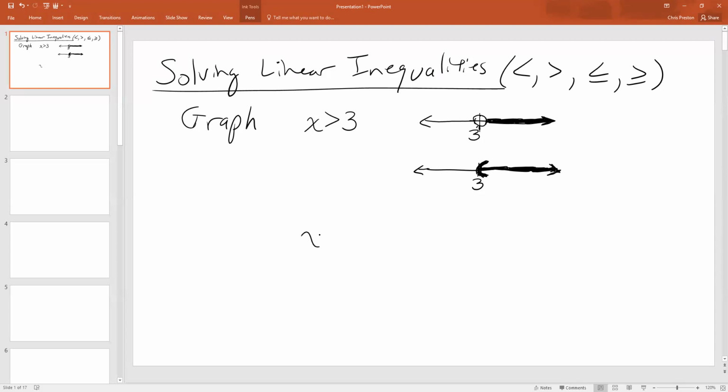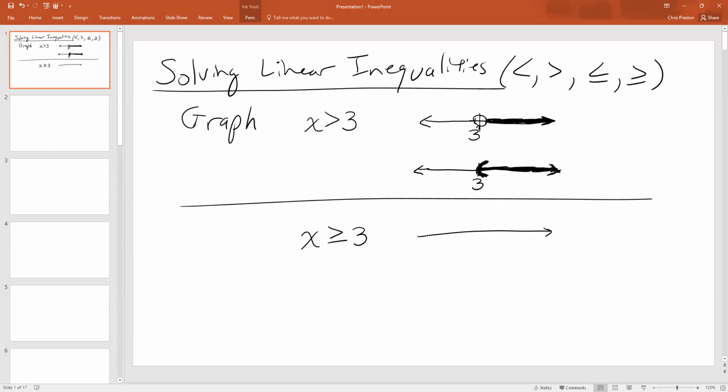Let's compare that to x is greater than or equal to 3. So how is that different? And again, we're going to graph it two possible ways. And again, you don't have to do both ways. You just do one of them. But again, we're going to label 3. And we're not going to worry about 0, 1, 2, 3.